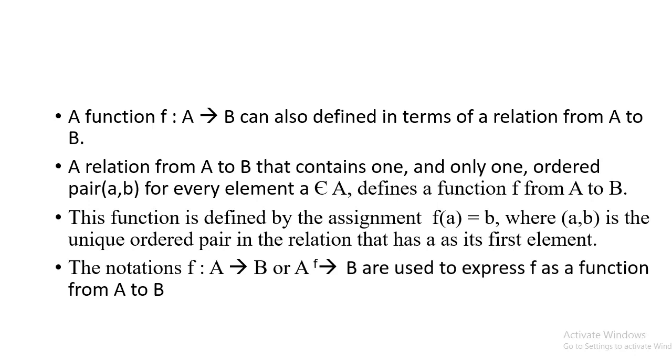So what are the notations to express the function? The notations are f: A → B, or A → B with the symbol f above the arrow. These notations are used to express f as a function from A to B.